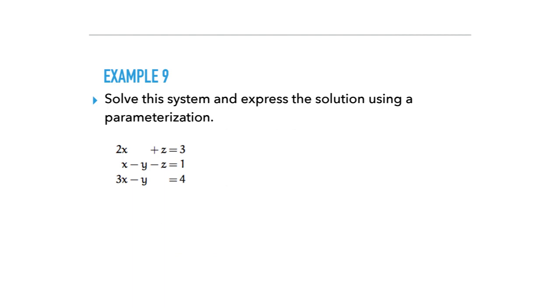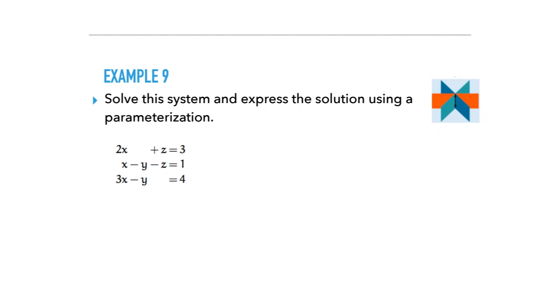In this example, we're asked to solve this system and express the solution using a parameterization. What that's implying is there is not one unique independent solution to this system. However, the system is consistent. It's just consistent and has an infinite number of solutions. If we're thinking about it visually, this problem involves 3 planes intersecting in 3-dimensional space in a line. And that line we're going to describe using a parameterization.